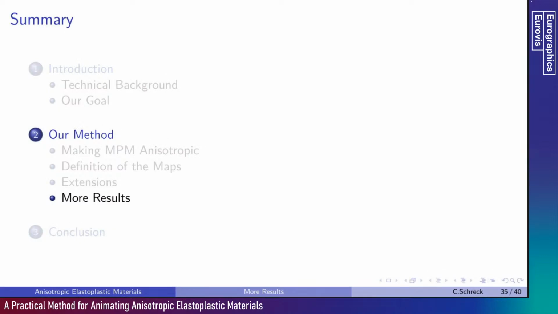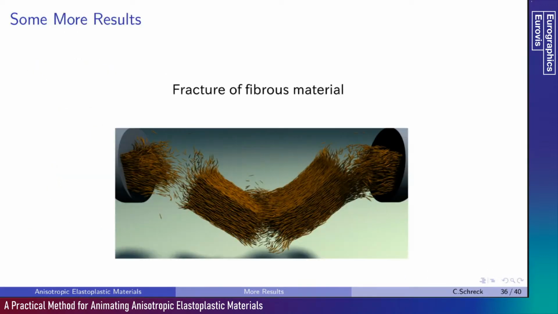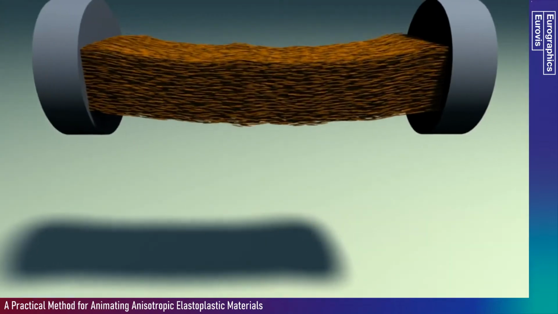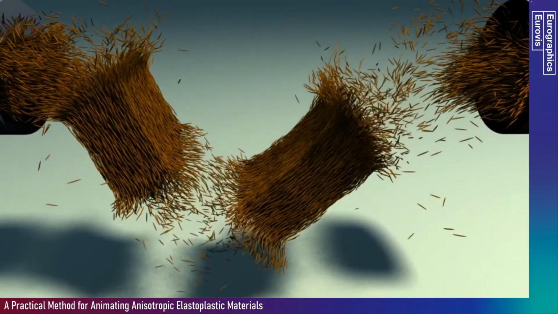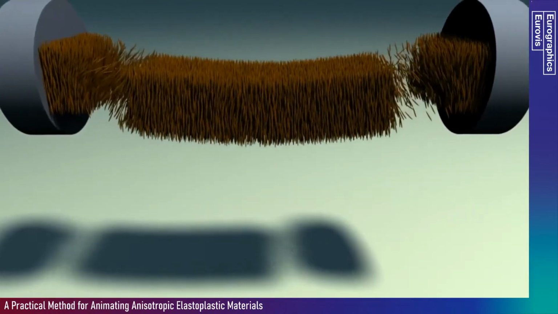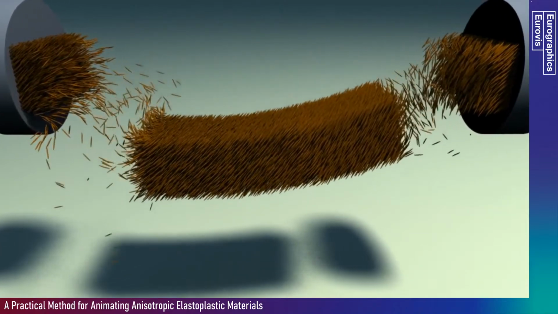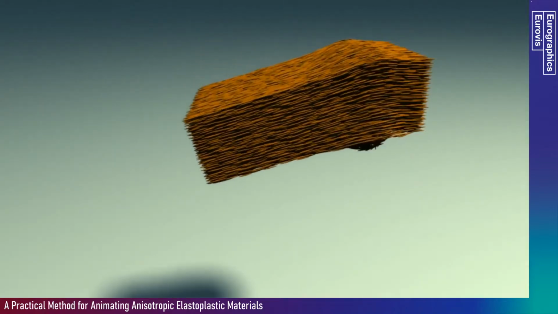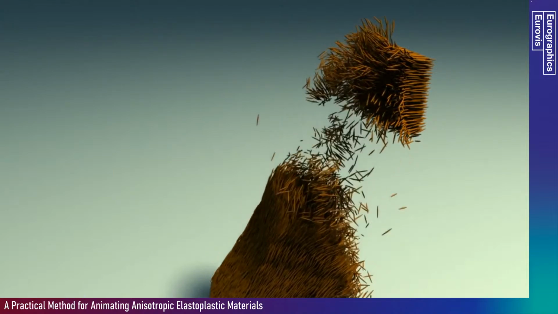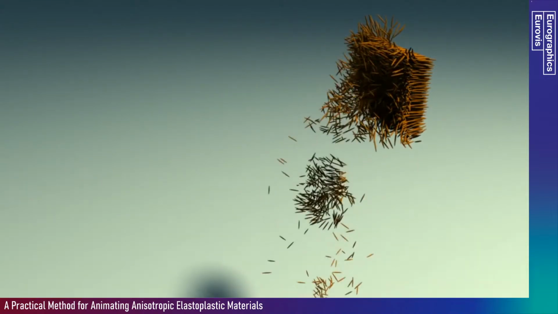To finish, we have some more results to show you. In this video, we are stretching a bar of fibrous material. According to the orientation of the fiber inside the material, the behavior is going to be different. And now we have the same material, but the bar is being bent.